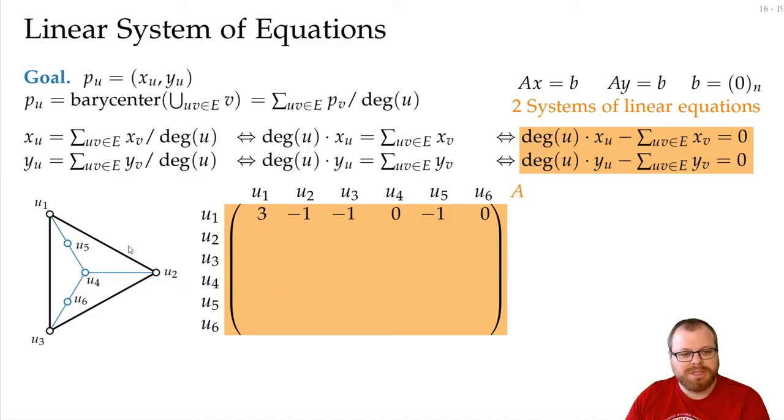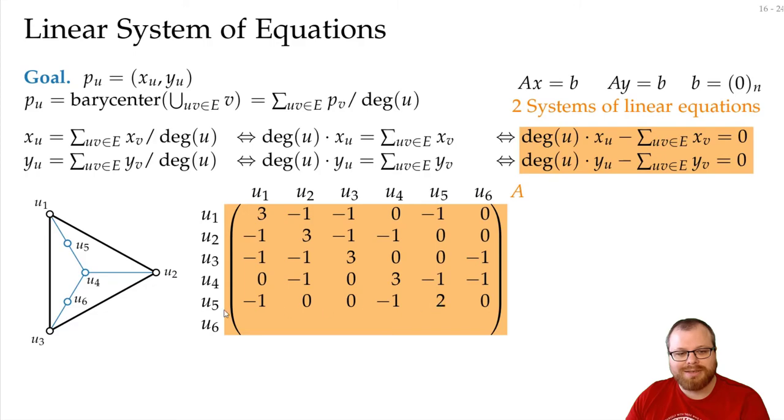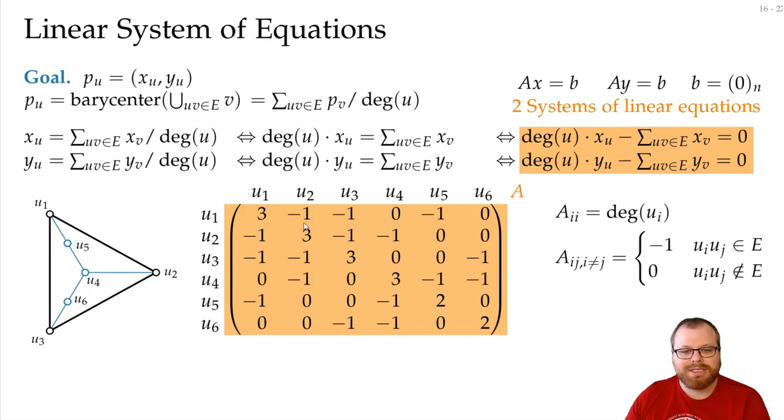If we look at u2, it has 3 neighbors, so we put a 3 here. And for the vertices 1, 3 and 4, we put a minus 1, for the rest a 0. For u3, we have degree 3, and we put the neighbors. Degree 3 is here, the degree 2 goes here, the degree 2 goes here, and then we get this matrix. So in general, the entries of this matrix are, on the diagonal, the degrees, and on the non-diagonals, we have a minus 1 if and only if there is an edge between the two vertices. And this is the so-called Laplacian matrix of G.